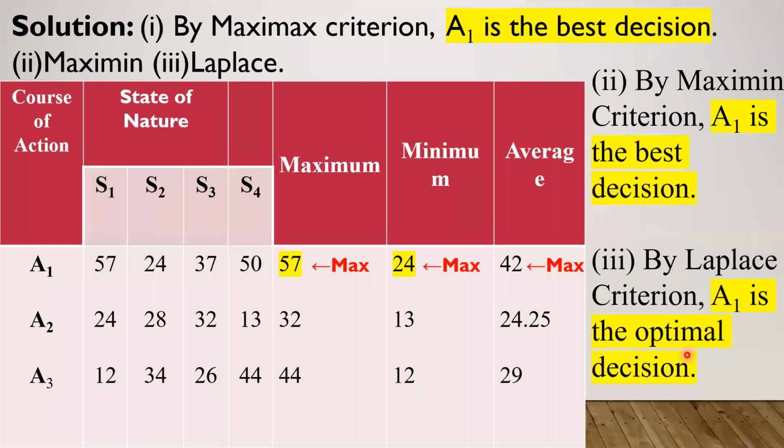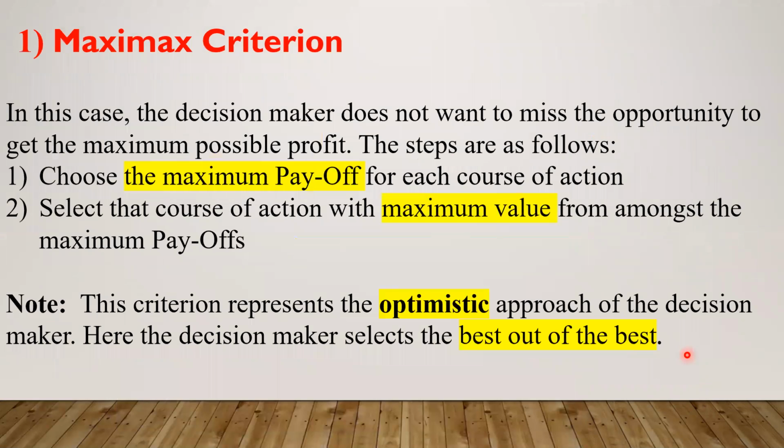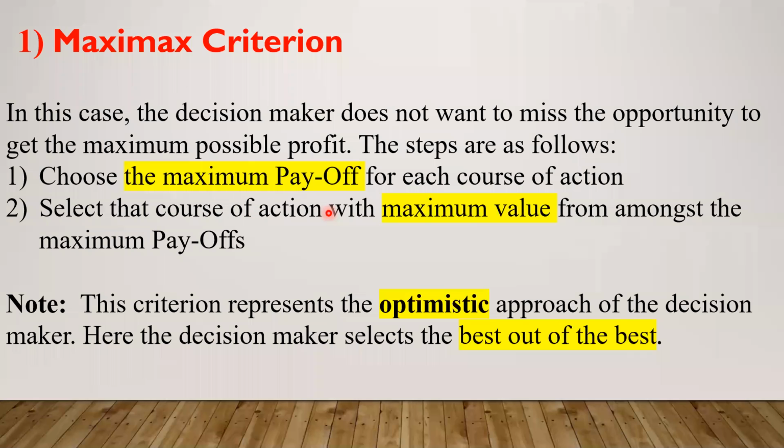So today we have solved the 3 criteria available in decision making under uncertainty. Now, what I have explained with the help of an example, we will now read. Maximax criterion. In this case, the decision maker does not want to miss the opportunity to get the maximum profit. He wants the maximum possible profit. So the steps are as follows. Choose the maximum payoff for each course of action. We did exactly this in the example, we took the maximum payoff. And then select the course of action with the maximum value from amongst the maximum payoffs.